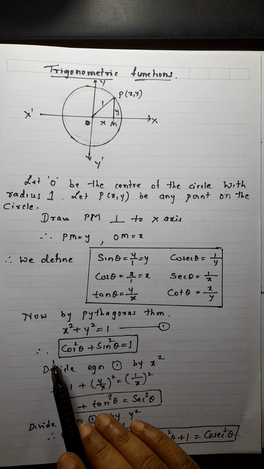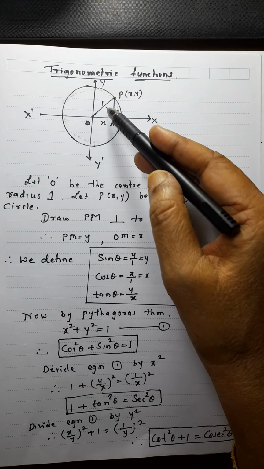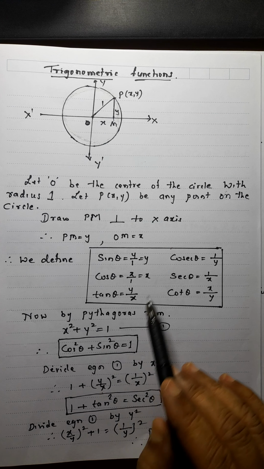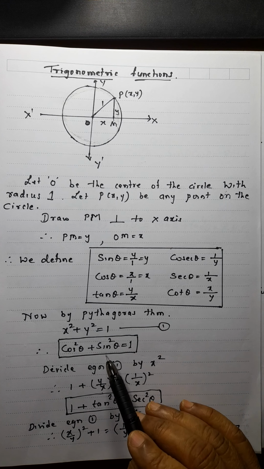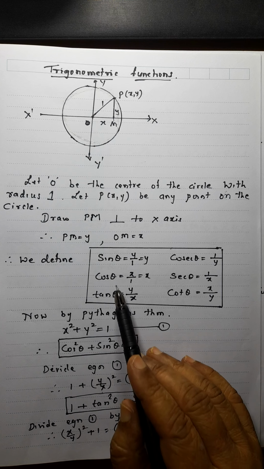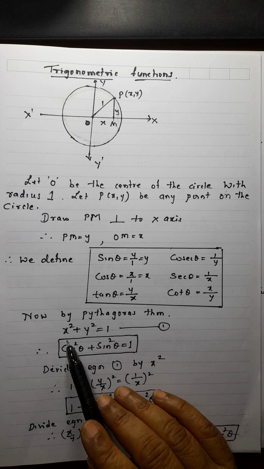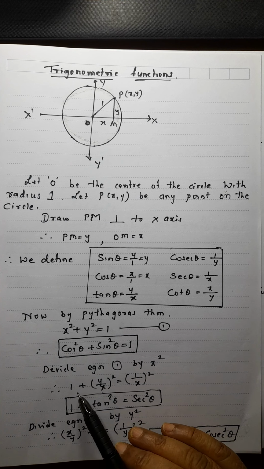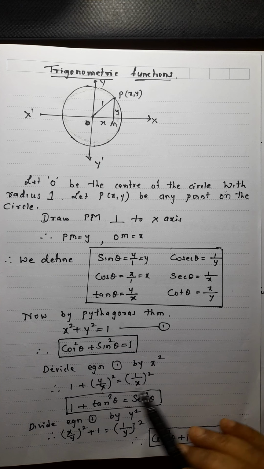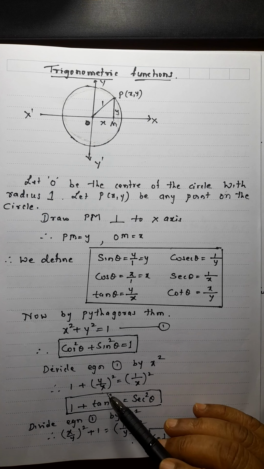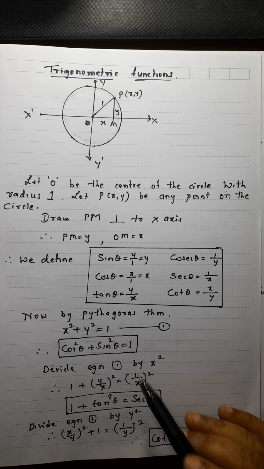Now I will prove some results here which you know already. Now by Pythagoras theorem, x square plus y square is equal to 1. X you know is cos theta, y you know is sin theta. So sin theta whole square is sin square theta. So if you substitute here, it will be cos square theta plus sin square theta is 1. Now divide this equation 1 by x square. So this one will become 1, this will become (y by x) whole square, and this one will become (1 by x) whole square. So 1 plus y by x is tan, so tan square theta, and 1 by x is sec, so sec square theta. You have to remember these formulas.